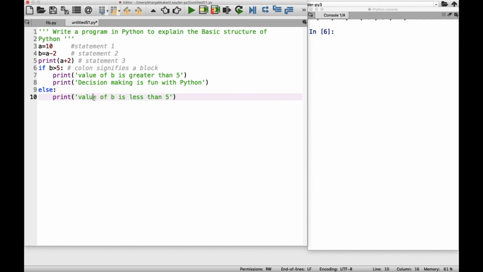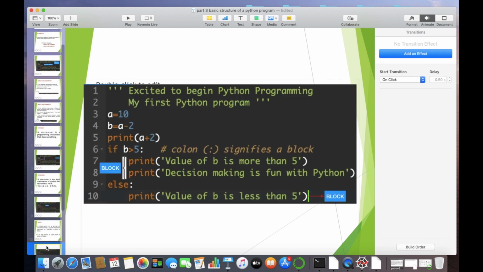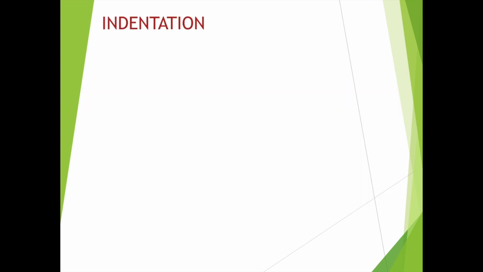Now let's go back to the slide. So what is a block? A block is a statement or a group of statements that is a part of another statement. So a block is a part of another statement. Now in our program it is a part of if b greater than 5 and it is also a part of the else statement. So let's move on to the next slide. This was our program code, and this is one block and this is the other block. So in this program code, how many blocks do we have? We have 2 blocks.